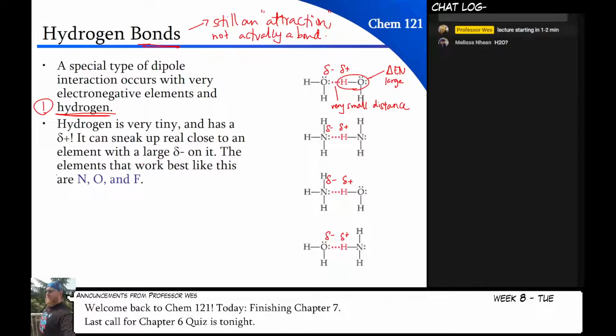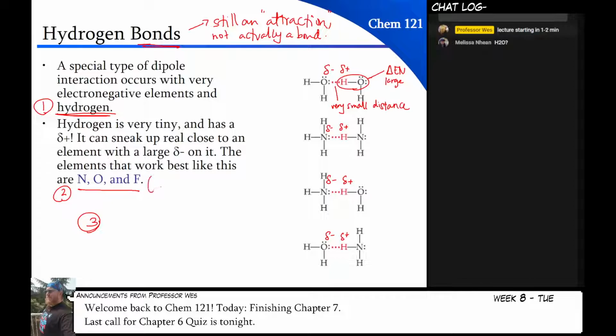Step number 2 is that you need to have one of these 3 elements, the most electronegative elements we can get our hands on that are also small: nitrogen, oxygen, and fluorine. And then the last step to make a hydrogen bond is, once you have all these pieces, you need to have them arranged in the following manner.